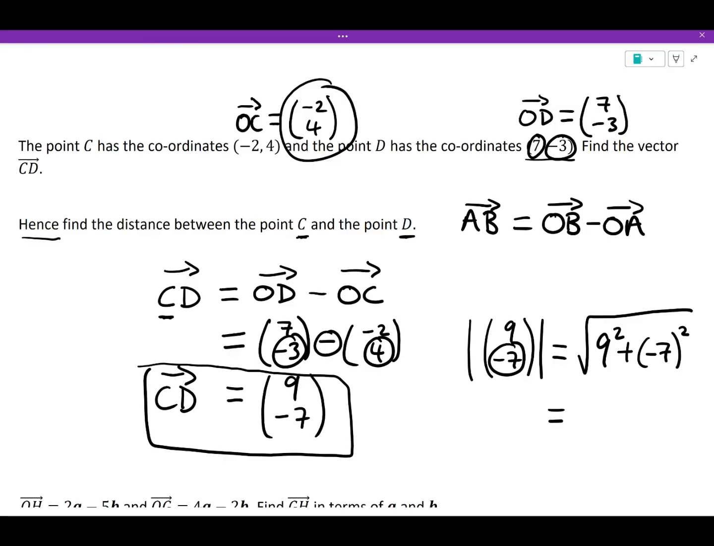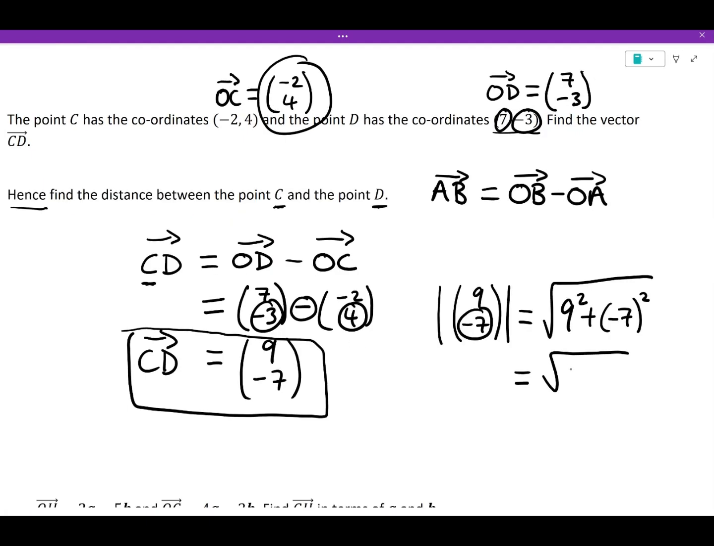And I believe that we get the square root of 81 plus 49, which gives me 130. Then just check, can I simplify my surd? I don't think I can. So that means the final distance between point C and D can be given as the square root of 130. Now let's have a look at another application of our displacement vectors.